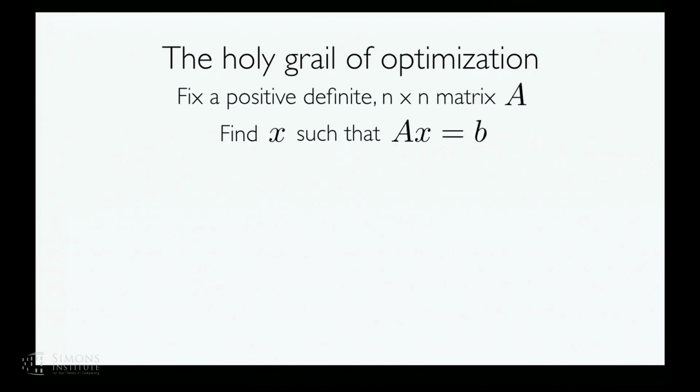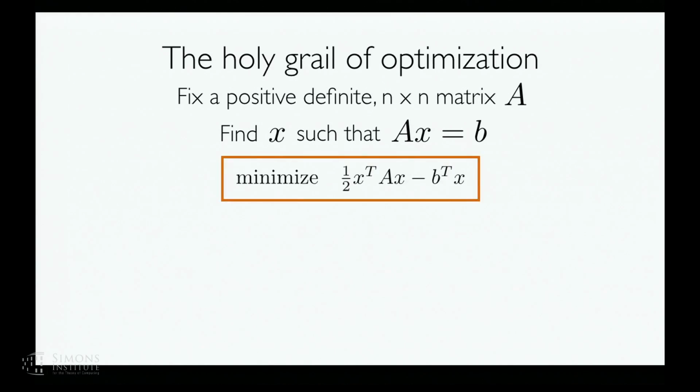Right. So what's the holy grail of optimization? What's the one problem we all want to solve? At the end of the day, it's find an x such that Ax equals b. I feel like if we had this primitive, everything would be good, right? This is kind of our universal primitive. Anyway, why is that?